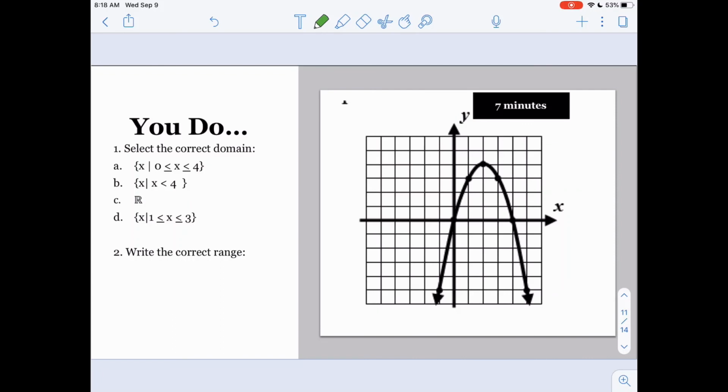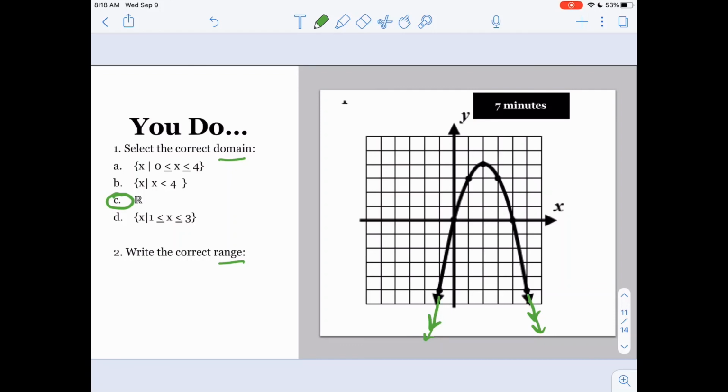Now, independently, select the correct domain and then write the correct range. Pause the video here for 4 minutes. We should have picked a domain of all real numbers because these endpoints tell me I'm going to continue in both the negative direction, eventually hitting all x values, and continues infinitely in the positive direction, eventually hitting all positive x values.